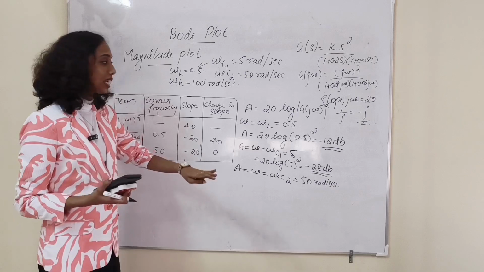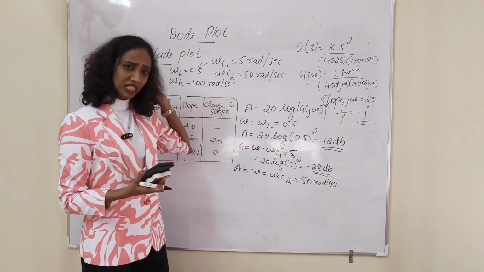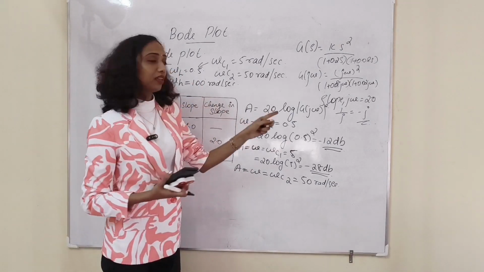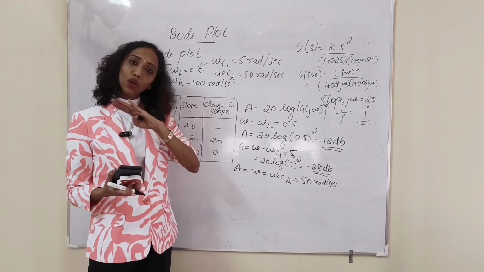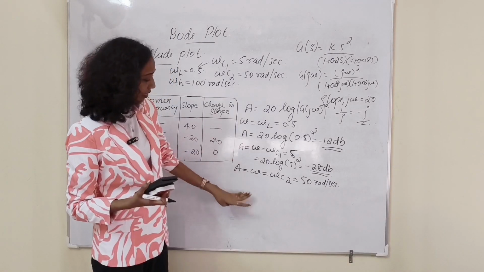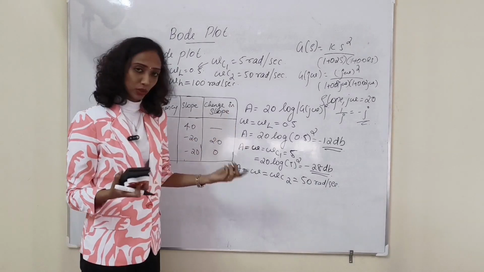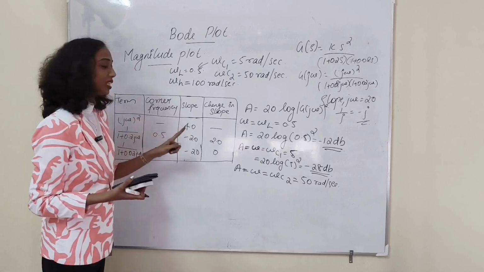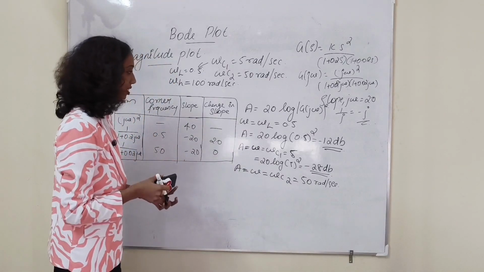So the equation changes, and here we use the general standard equation 20 log of G of j omega. Instead of G of j omega, we substitute the first term of the transfer function. In all the questions of Bode plot, to find the gain for the third section, you need to substitute the change in slope. For that, the equation changes.